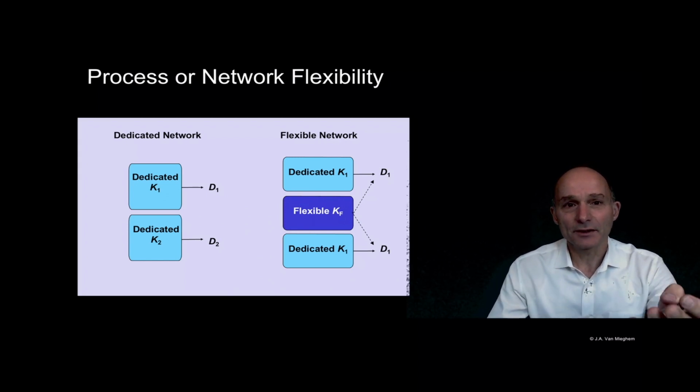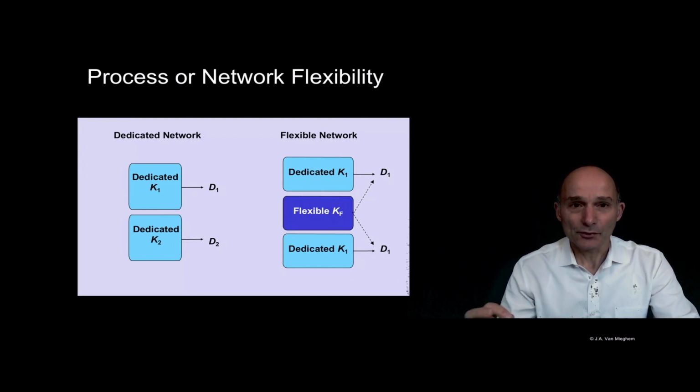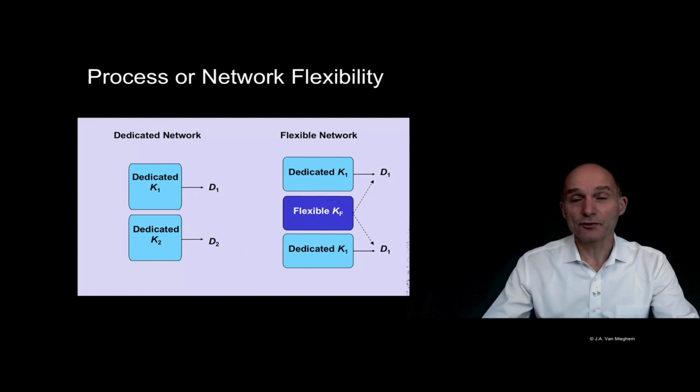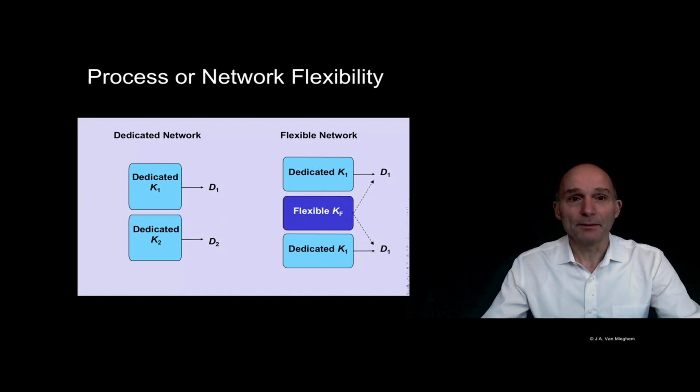On the left-hand side, we have what is called a dedicated network. We have product-specific investments in capacity. On the right-hand side, we can add flexibility to this organization by, for example, investing in a group of resources that can produce either product. Quick example about Belgium. Belgium, a little country. In the north, people speak Flemish or Dutch. In the south, they speak French.